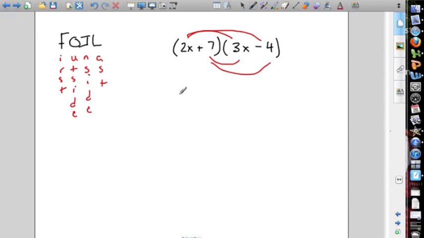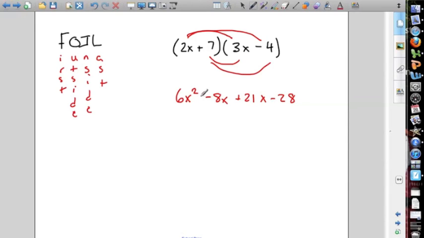So we're going to take 2x times 3x, that's 2 times 3, which is 6, and x times x, which is x squared. 2x times negative 4, which is minus 8x. And now we have the inside, which is 7 times 3x, that's 21x. And then we have finally the last, 7 times negative 4, is minus 28.